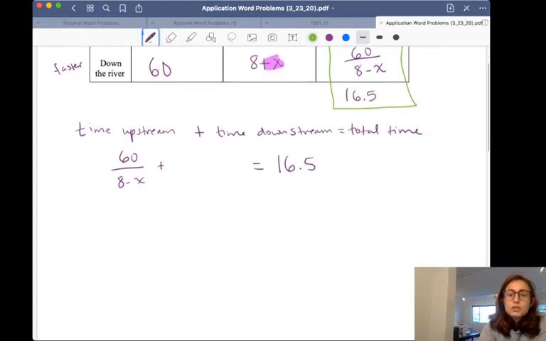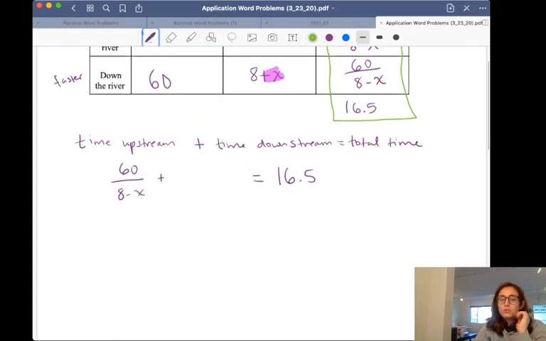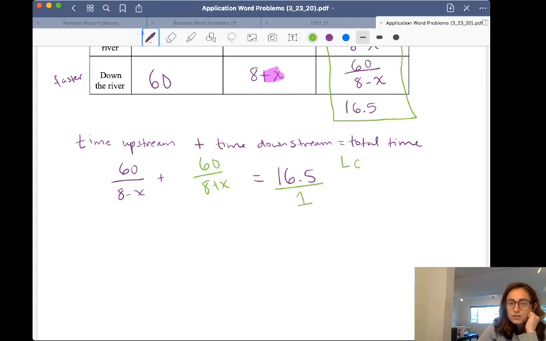All right, so here's how we're going to set up the equation. The time to go upstream plus the time to go downstream equals the total time. So I already gave you the time upstream, which means the part you are filling in for yourself here is 8 plus x. Okay, so I'm also going to put this over 1. Our least common denominator is going to be 8 plus x times 8 minus x. Okay, so I'm going to take every single term here and multiply it by my LCD.